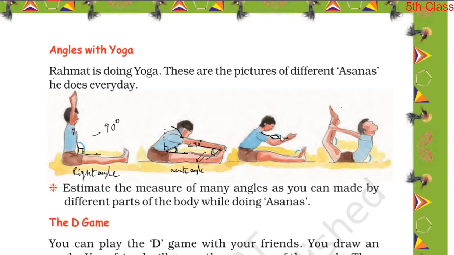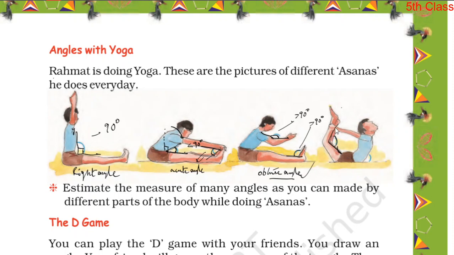Here, what is the angle made with the bicep and forearm? We can say this is greater than 90 degrees. So this is an obtuse angle. Here, what is the angle made at this point? This is also greater than 90 degrees. So this is also an obtuse angle.